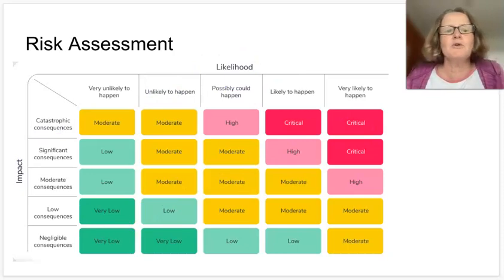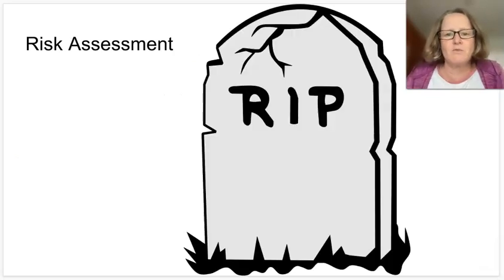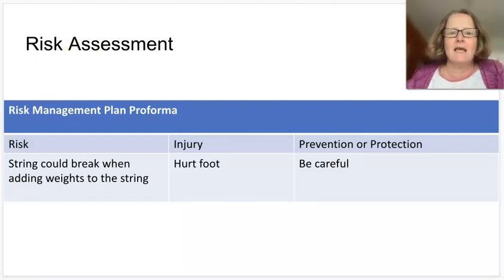So how do we communicate this to the markers? We need to use a RIP table, and it does not stand for rest in peace, because that's what we're trying to avoid. It stands for risk, injury, and prevention or protection. So I've got another example here. We've got risk, injury, prevention or protection.